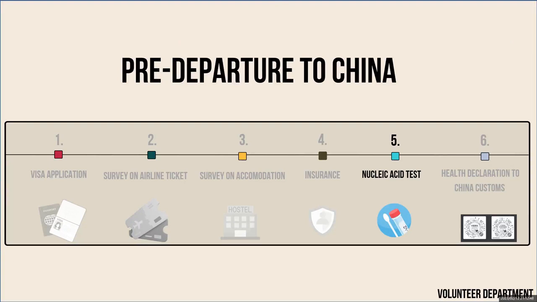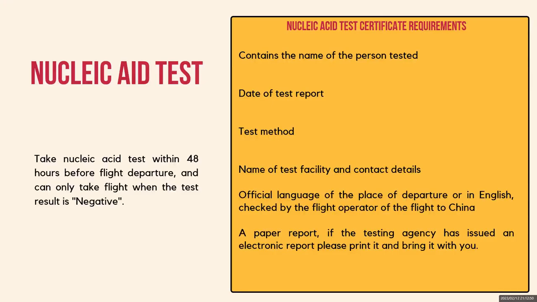Number five is the nucleic acid test, known as PCR. For the nucleic acid test, you need to take it within 48 hours before flight departure and can only take flight when the test result is negative. In this case, I would say it depends on the flight that you're in.